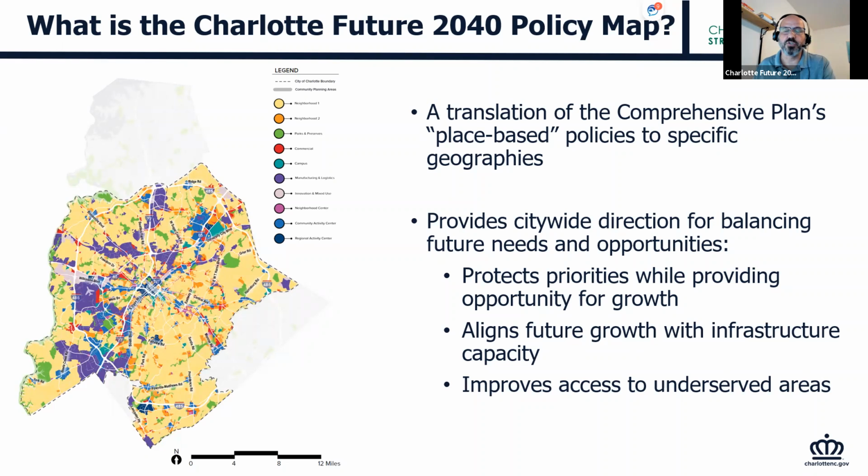The mapping effort will ensure we align future growth with infrastructure capacity so that we grow smartly and maximize our resources. And finally, the 2040 policy map citywide direction means we can ensure historically underserved areas are guaranteed better access in the future and Charlotte becomes a more equitable city.